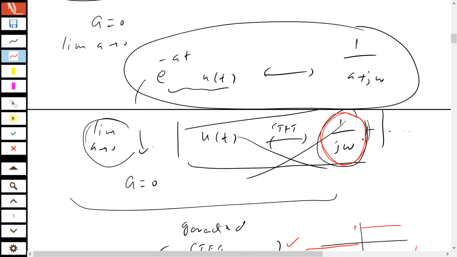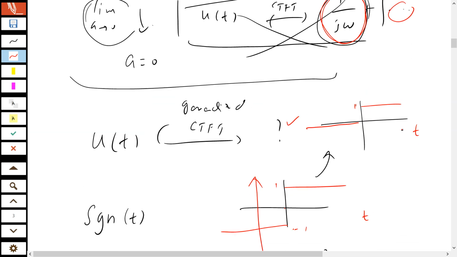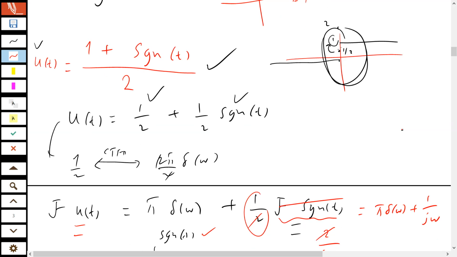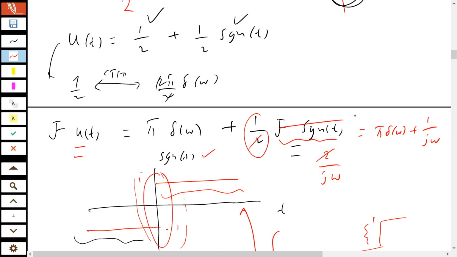So now our reasoning was half correct. We did expect 1 over j omega, but because of that convergence issue, that one term was missing, and the generalized transform helped us fill that gap, right? So remember, this is something you could have done without generalized transform as before, but this part only is made possible by generalized Fourier transform. Is that clear?